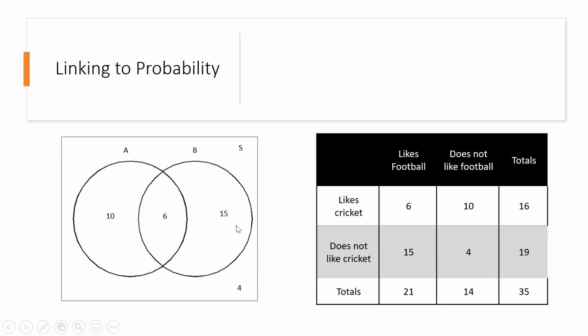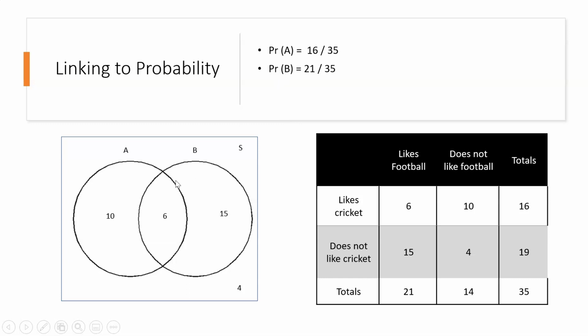Alrighty, so how do we link this information to probability? Well, let's have a look. We could find out the probability of A. The probability of A is all those students that like cricket, because A was our subset of cricket. So you've got 10 and 6. They also like football, but they like cricket. And then you've got the 10 there. So that was our 16 out of our 35, which was our total.